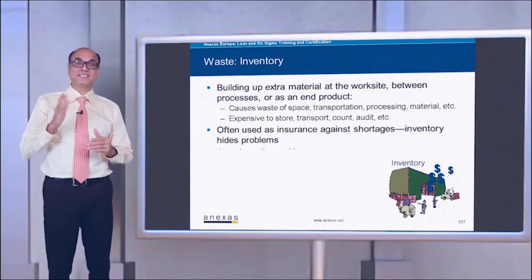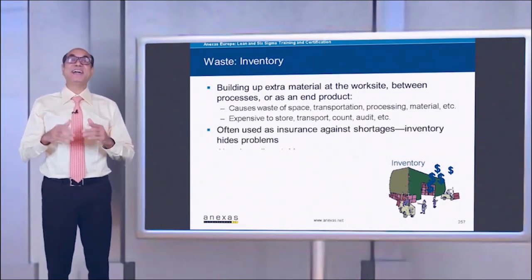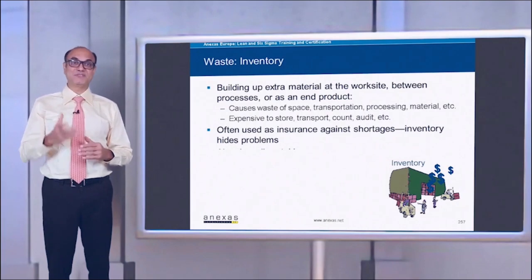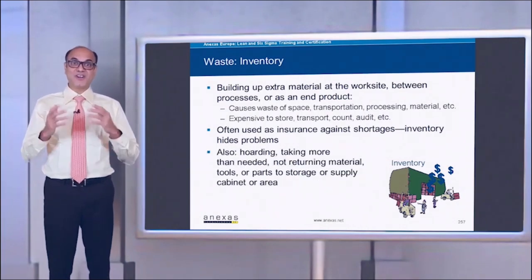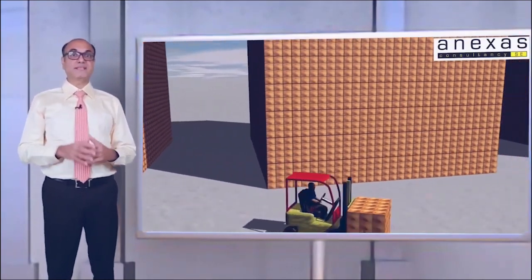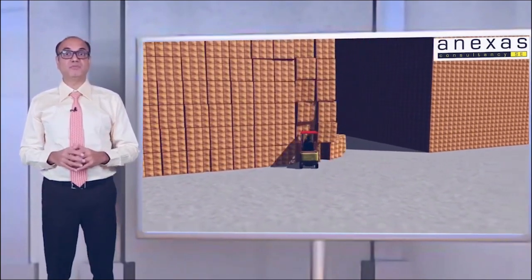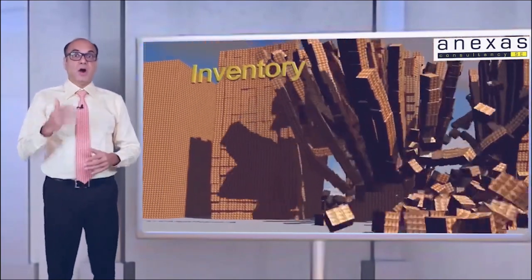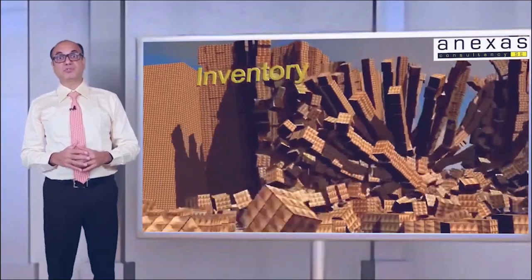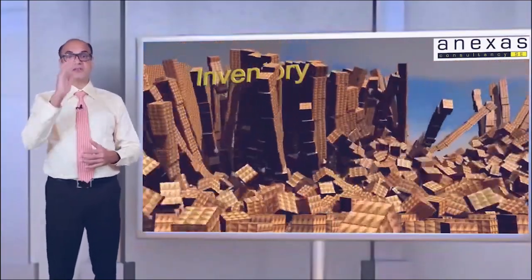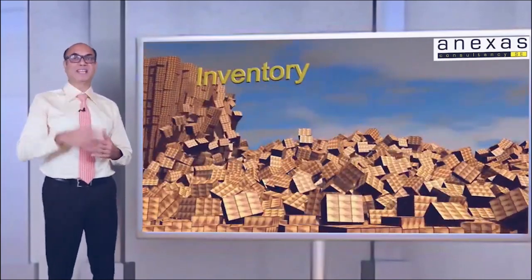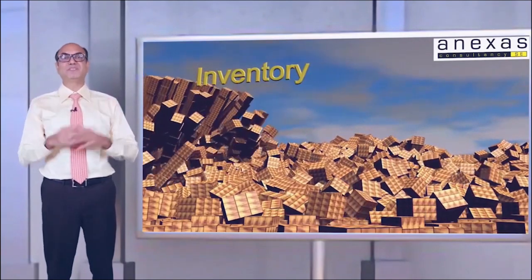It is often used as insurance against shortages, because inventory hides problems, because it prevents you from running short of materials. Some other examples would be hoarding, taking more than needed, not returning material, tools, or parts to storage or the supply cabinet after use. Some more examples are waiting until sufficient work volume accumulates to begin working, that is batch processing instead of following continuous flow, and ordering additional parts as a buffer or insurance against shortages. So these are some of the examples of inventory.